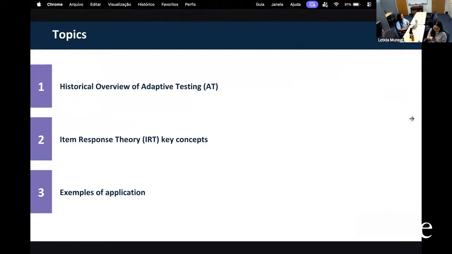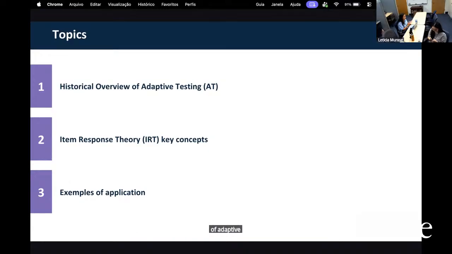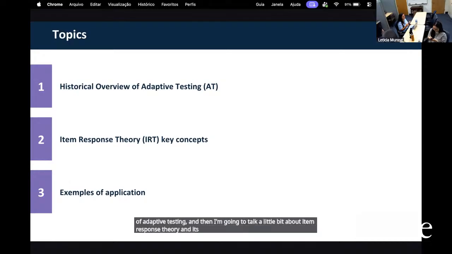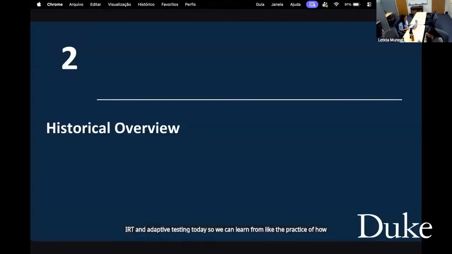Okay. So the topics I'm going through today are a historical overview, very little, not very deep, of adaptive testing. And then I'm going to talk a little bit about item response theory and its key concepts for adaptive testing and why that's important. And then I selected two papers that used IRT and adaptive testing so we can learn from the practice of how this method is used.